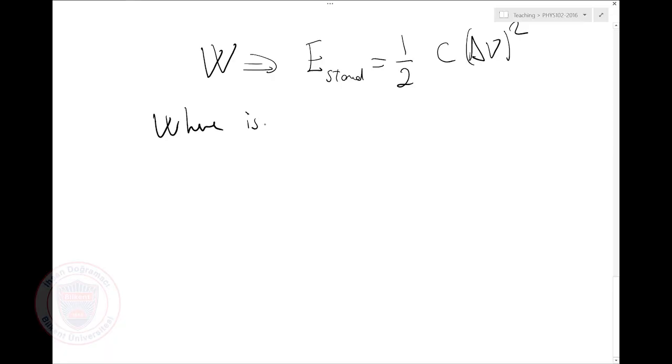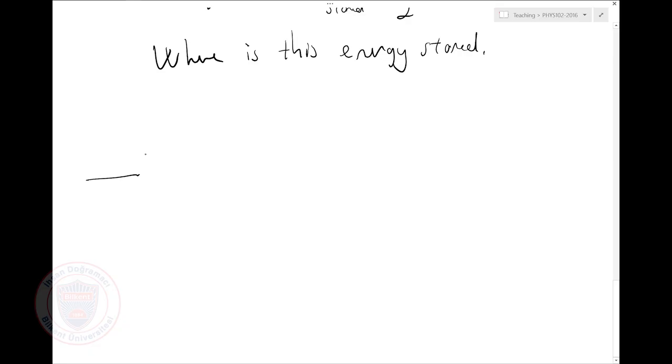But let me ask another question. Where is this energy stored? You might say, hey, okay, it's the potential energy between charges. Now what I did is I took some charge from one terminal and put it to the other terminal, so I did some work. But I'm still claiming that I can localize that energy. Where is this energy stored? So let me go back to my parallel plate capacitor.